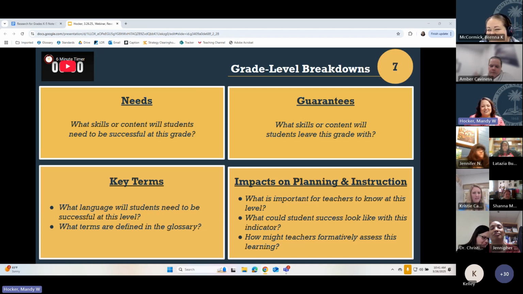I think doing this process is really helpful for us to deconstruct some of these standards and indicators. All right, Brenna, are you ready?